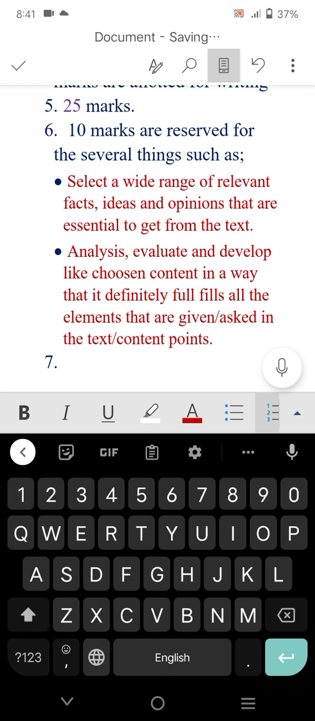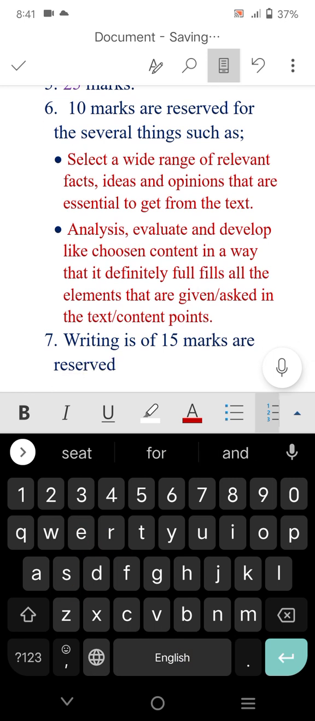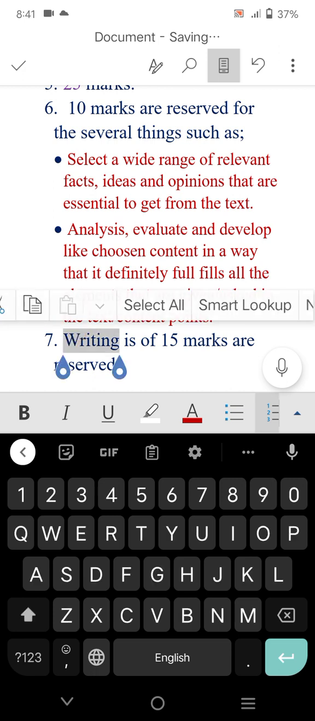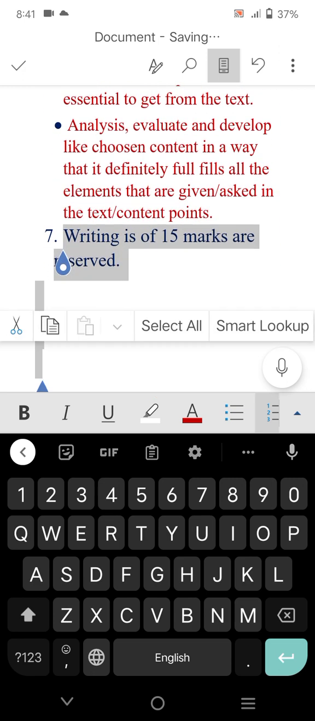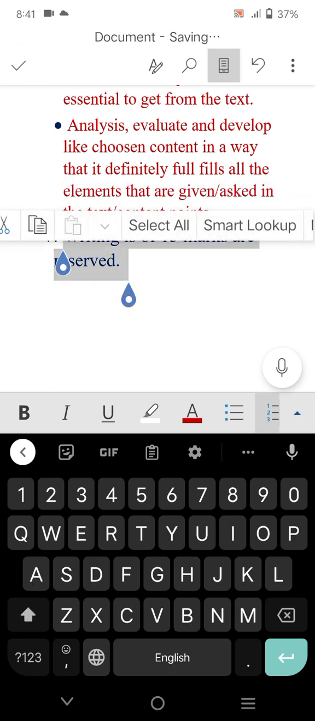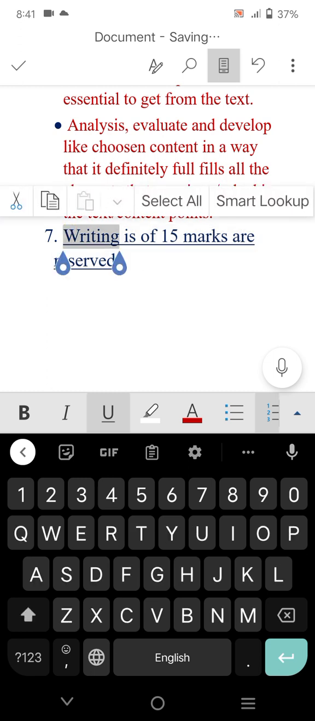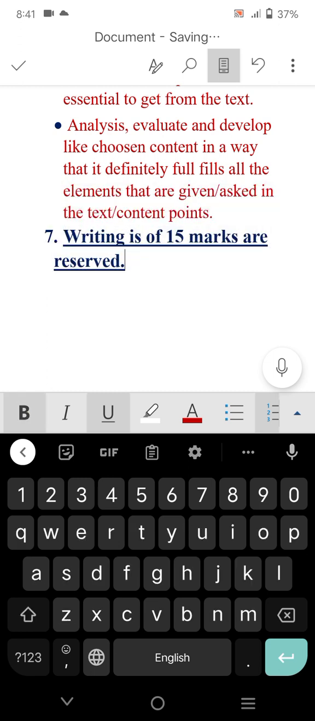And the seventh most important guideline to be shared is that the writing is of 15 marks. 15 marks are reserved, and the writing is again required to be most authentic, and it should not contradict the verses or the evidences that support that point.